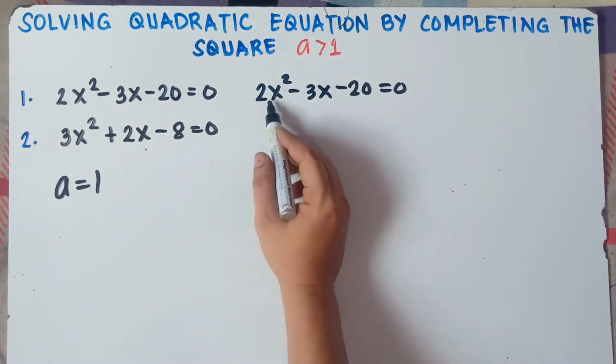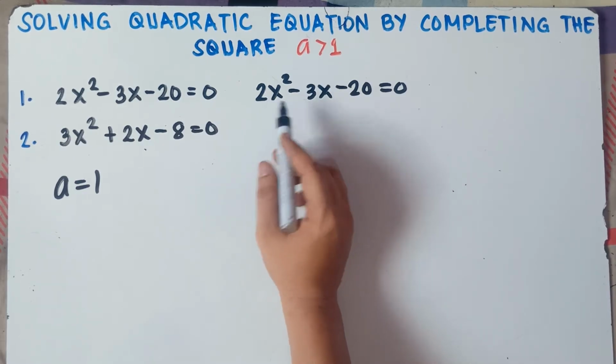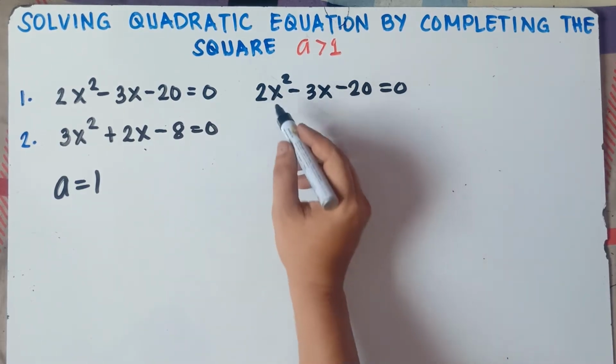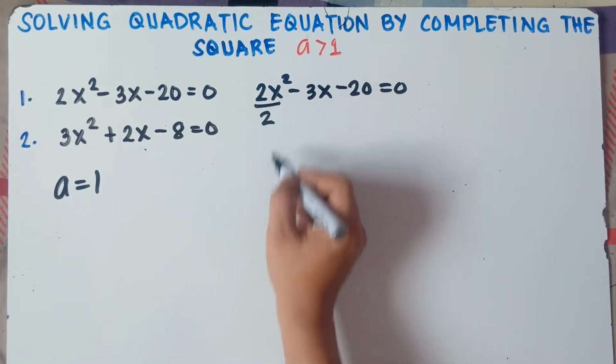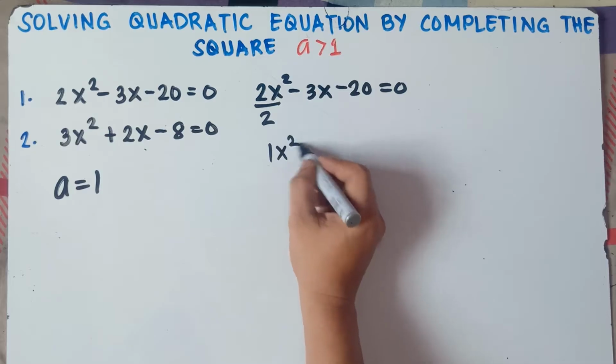Now, this is 2x squared. What would be the thing that we need to do to make this 1x squared? Okay, once again, the value of a is 2. To make this 1x squared, we need to divide this by 2, right? Because 2 divided by 2 would be 1, then copy x squared.